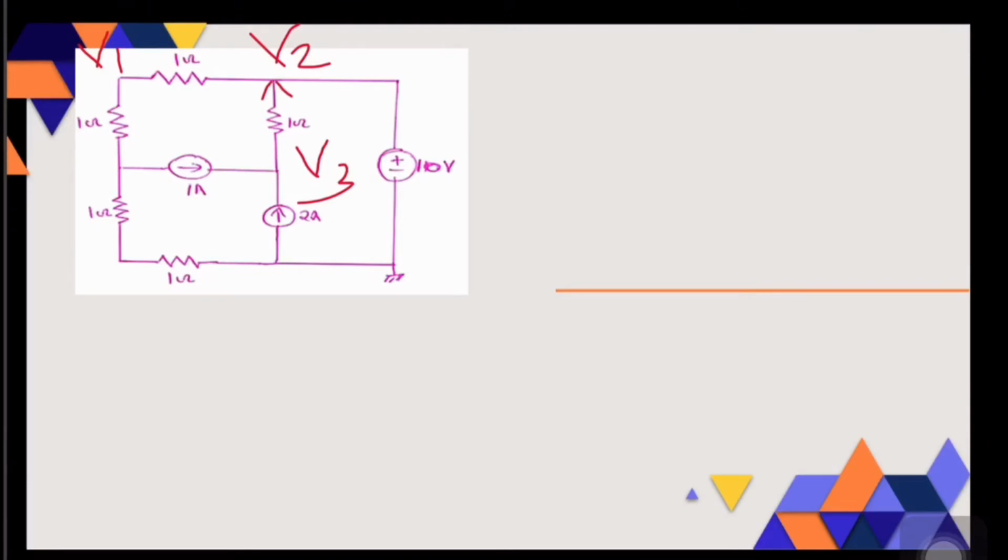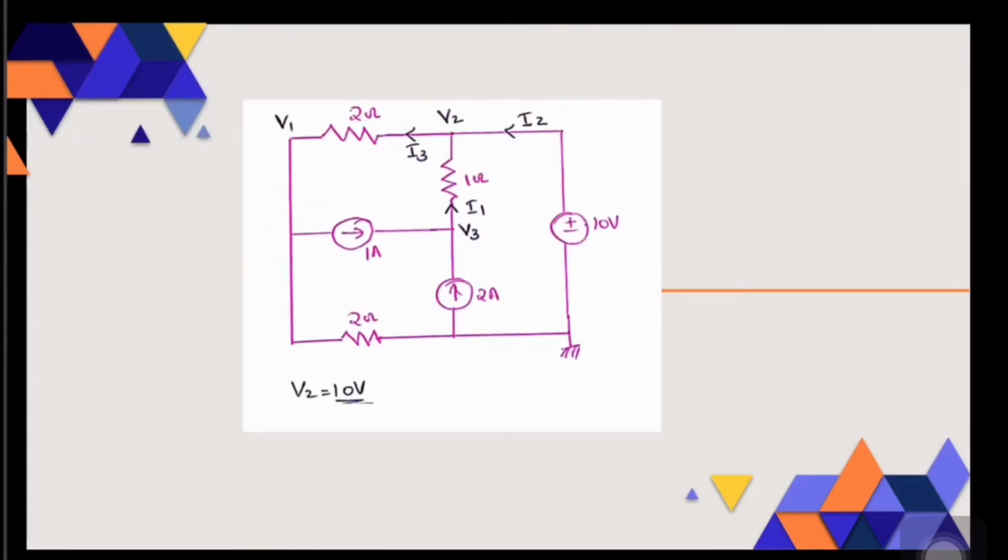This current is labeled as I1, this as I2 and this as I3. Alright, you can see it here, I1, I2 and I3. Now you look at this voltage source. This source is connected between node V2 and reference node at 0 potential. Hence, it is clear that the value of node voltage V2 is 10 volts itself.